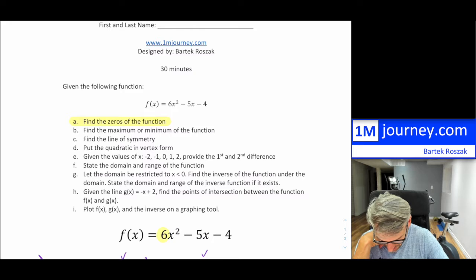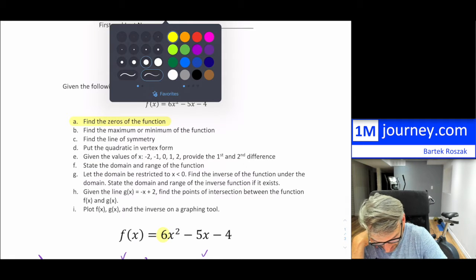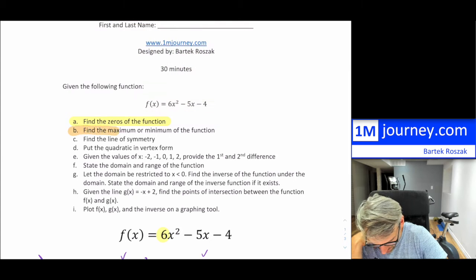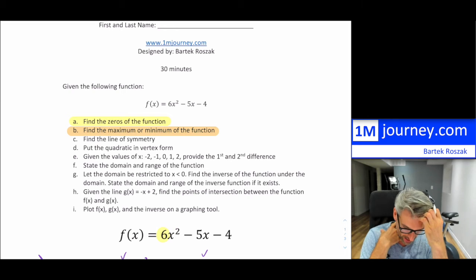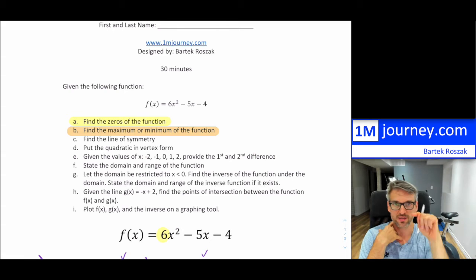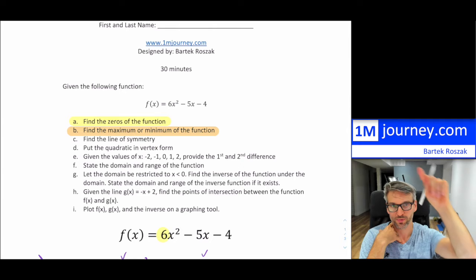Find the maximum or minimum of the function. Okay, so finding the maximum or minimum, it would be great if this was actually in vertex form, because then we can just find the maximum or minimum. Now in this case, we right away know, because the A is 6, so we know this is going to be opening upwards. So it is a minimum that we're going to be finding, not a maximum. Maximum, it would be opening downwards.